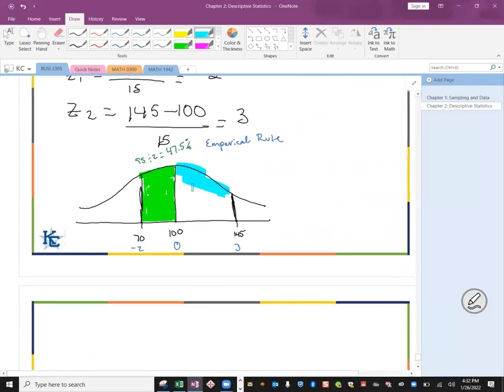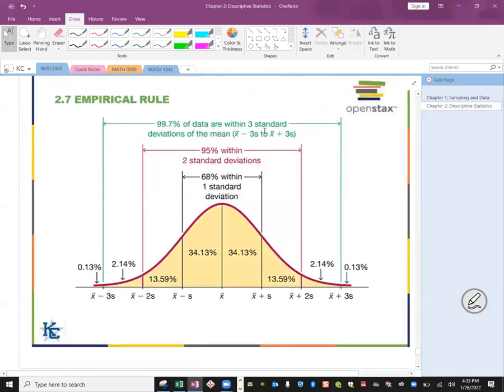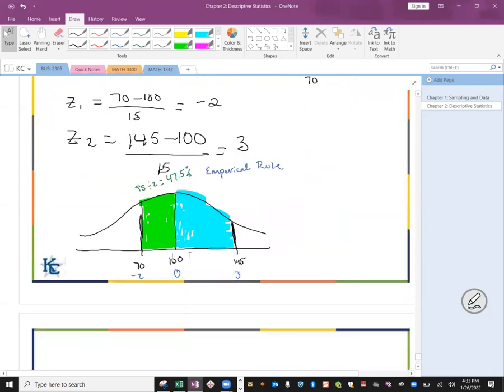If we're looking at 3 standard deviations, so we're looking here in blue, our empirical rule tells us that within 3 standard deviations is 99.7% of our data. So we want half of that. 99.7 divided by 2, and we get 49.85%. And so we can now add those together to find out what that total is between these 2 test scores. And we get 97.35% of our data.